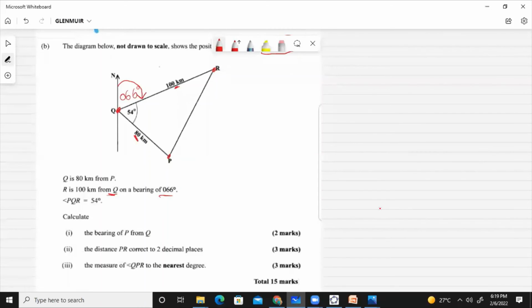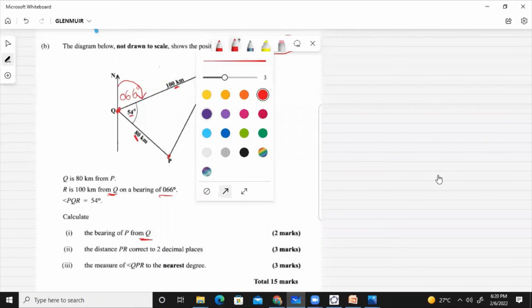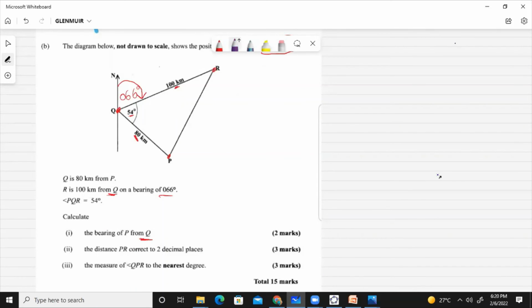Now, we also got another angle. It says angle PQR is 54. It's there, right there. Now, let's see what they are asking. First question. Calculate the bearing of P from Q. P from Q. Look at it. Let me put this in a different color marker. No wonder why they left off that angle up there. It's based on what they were going to ask. The bearing of P, but from Q. So you would have gone at Q and then do your clockwise thing until it reaches a line that leads to P. The bearing of P from Q.